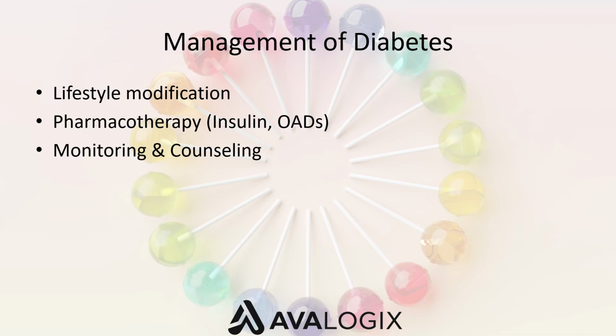If lifestyle changes aren't enough, we add pharmacotherapy. For type 1 diabetes, insulin replacement is mandatory because the pancreas cannot produce insulin. There are different types of insulin, short-acting, intermediate, and long-acting, to mimic the body's natural insulin pattern. In type 2 diabetes, we have many oral medications and some injectable drugs.